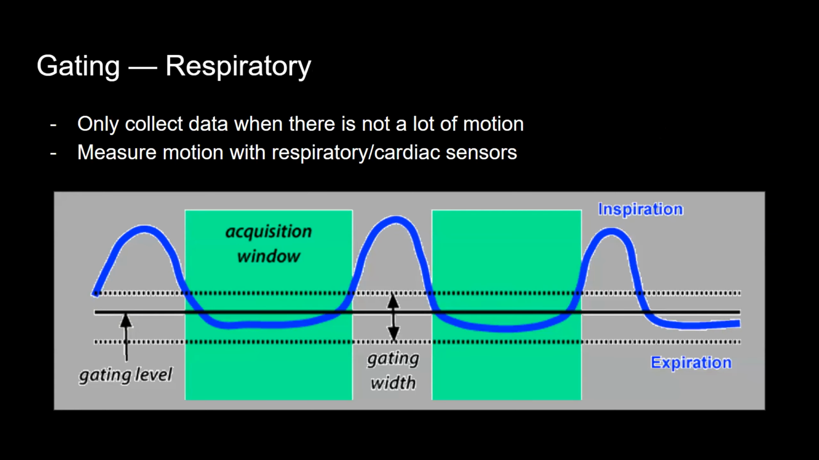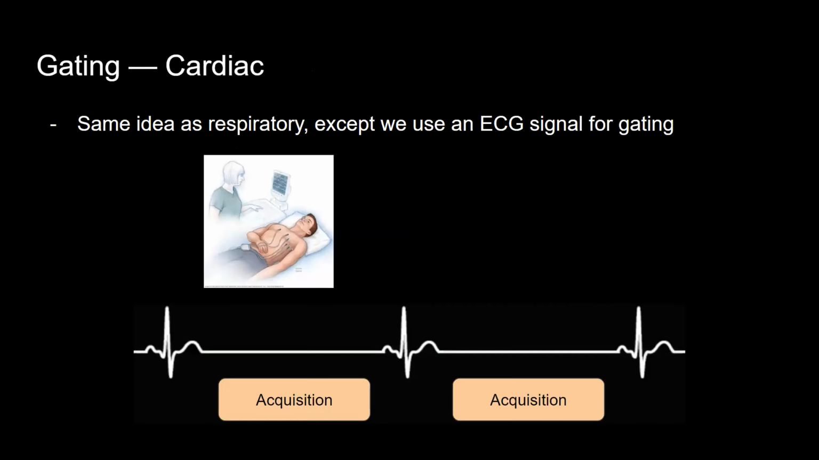Gating is a really common technique. Specifically, this is respiratory gating, where the blue signal shows the breathing signal, and we acquire data in expiration, or when there's not a lot of motion due to breathing going on. And that's one way to decrease motion artifacts. It's not just limited to breathing, but also for cardiac motion. We could do the same thing, timing between heart pulses, so the heart's not moving too much.